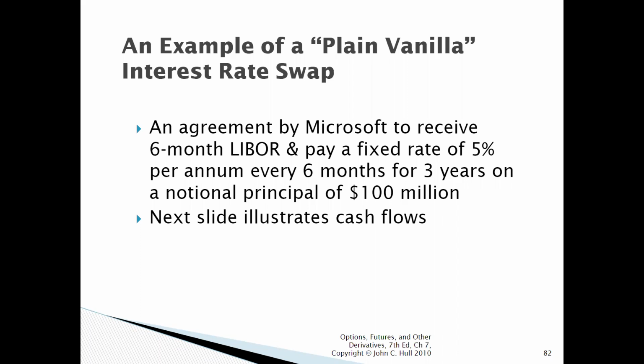So Microsoft, in this example, what are they going to do? They're going to receive LIBOR, meaning they're going to receive floating rates and they're going to pay fixed rates. So when would you do this type of swap? If you're paying a fixed rate and you're receiving a variable rate, what do you think is going to happen now? When will I do this type of swap?